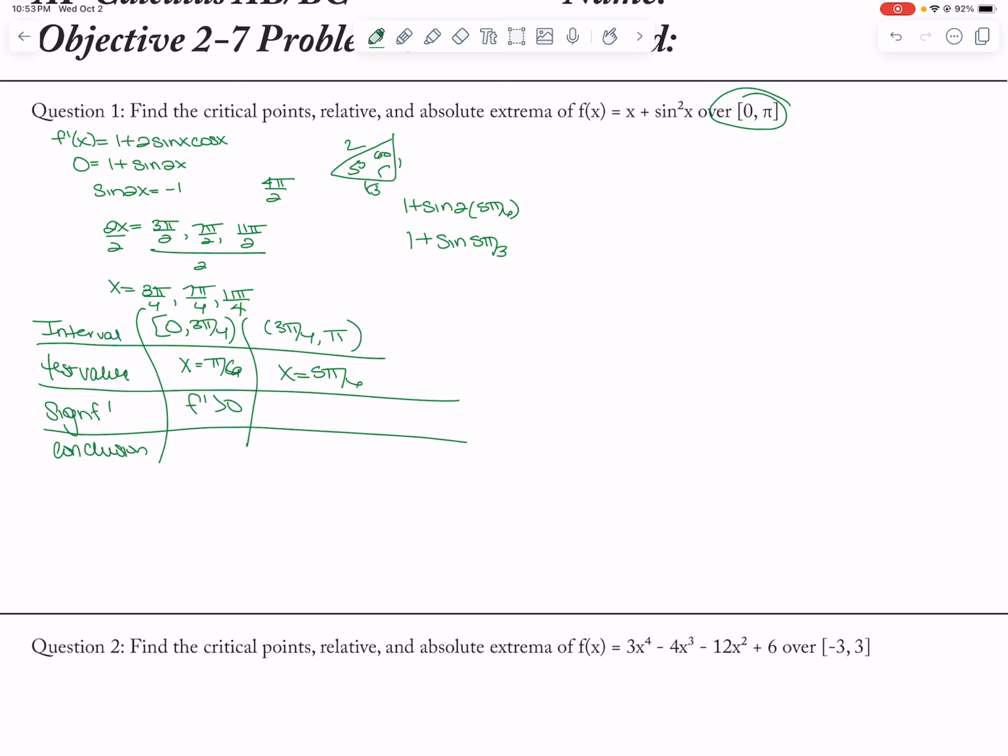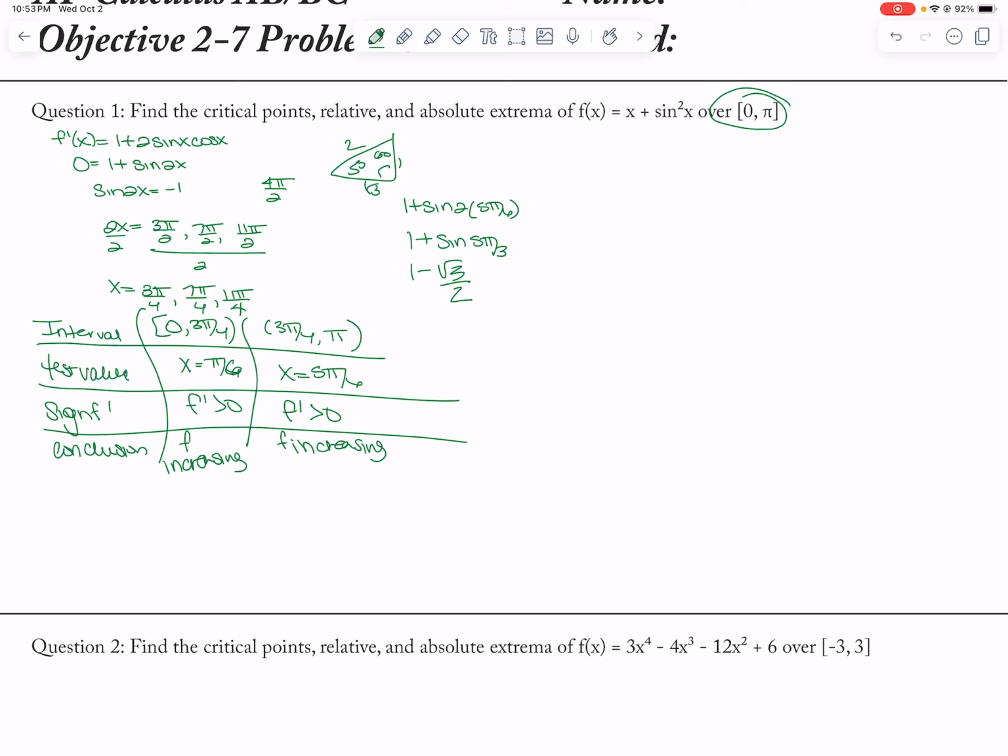The sine of 5 pi over 3 is root 3 over 2, and it's negative, so 1 minus root 3 over 2, which is going to be bigger than 0. So f is increasing. And f is increasing.